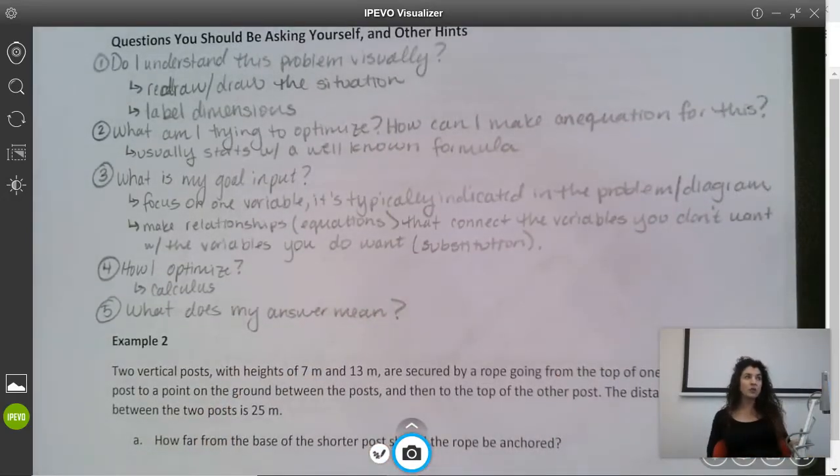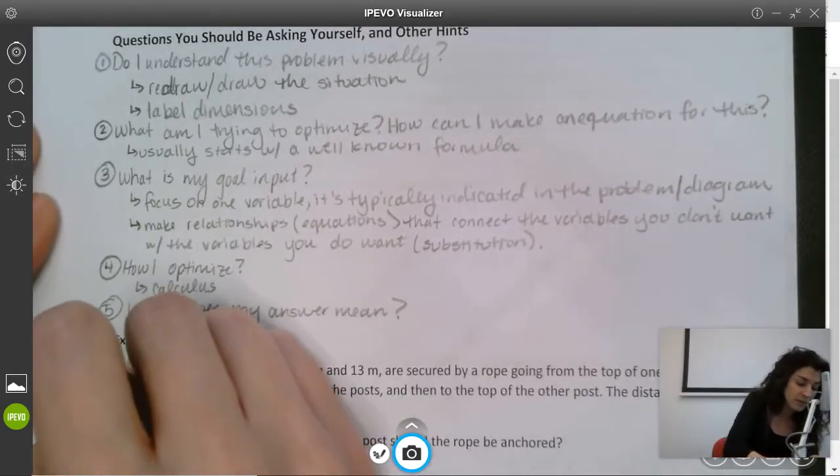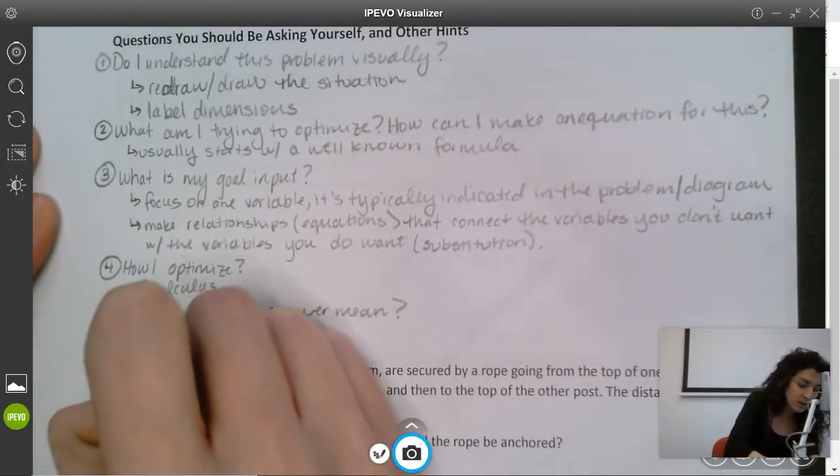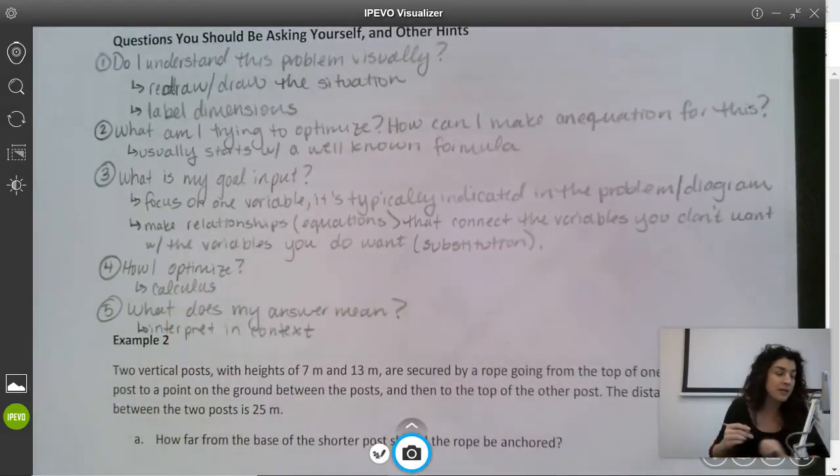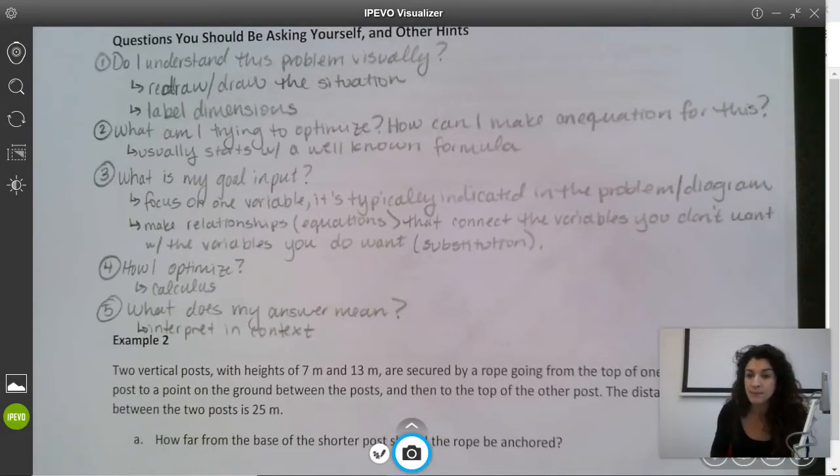We are all about what does this mean in the real world? What does it mean in this application to have this answer? Bring it back in context, interpret it. Because sometimes you get an answer that's like 13.3 people. You can't have 0.3 people. So it needs to be 13 people, right? So making sure you always bring it back in context to double check, am I answering this question within the context of the situation?